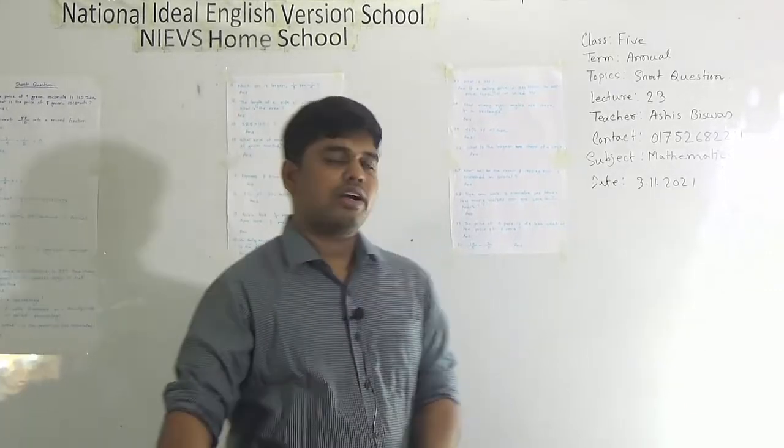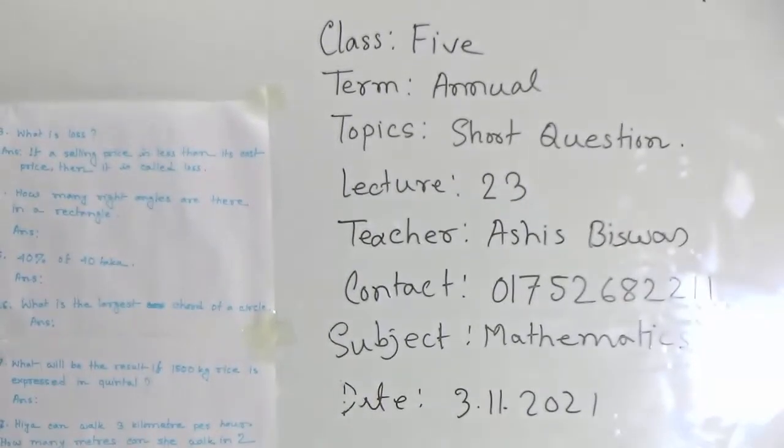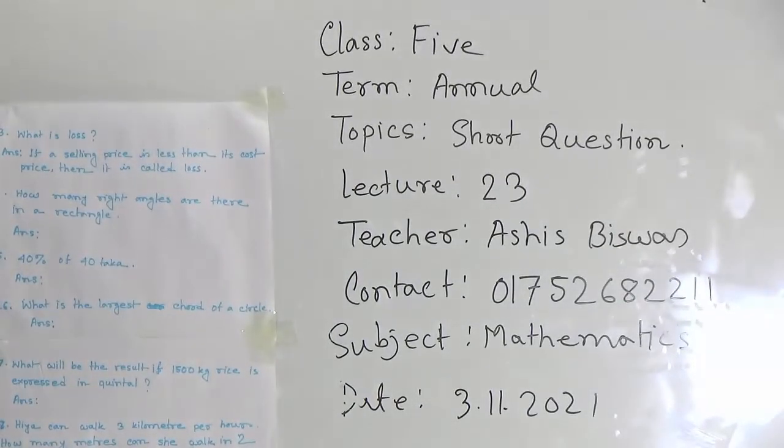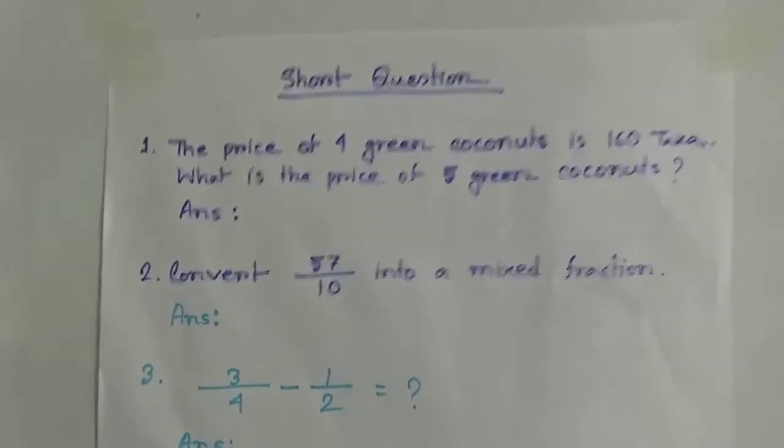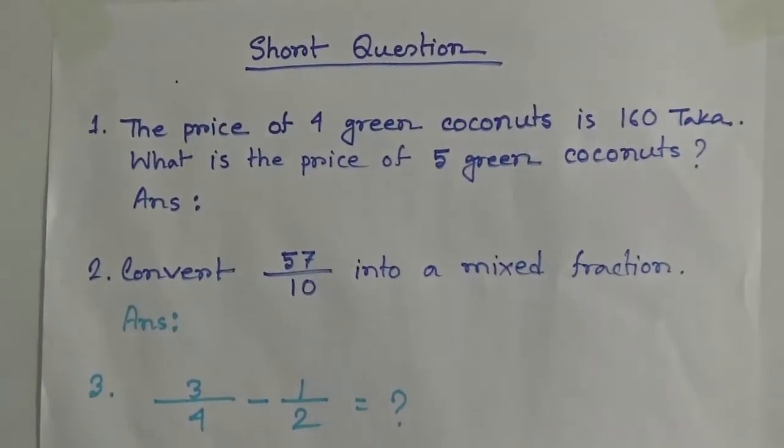Today is our lecture number 23 of the annual term and today's topic is short questions. So let us start our class. Dear students, today I shall give you 30 short questions and these 30 short questions are enough for your annual term. You must memorize this and understand it very carefully.